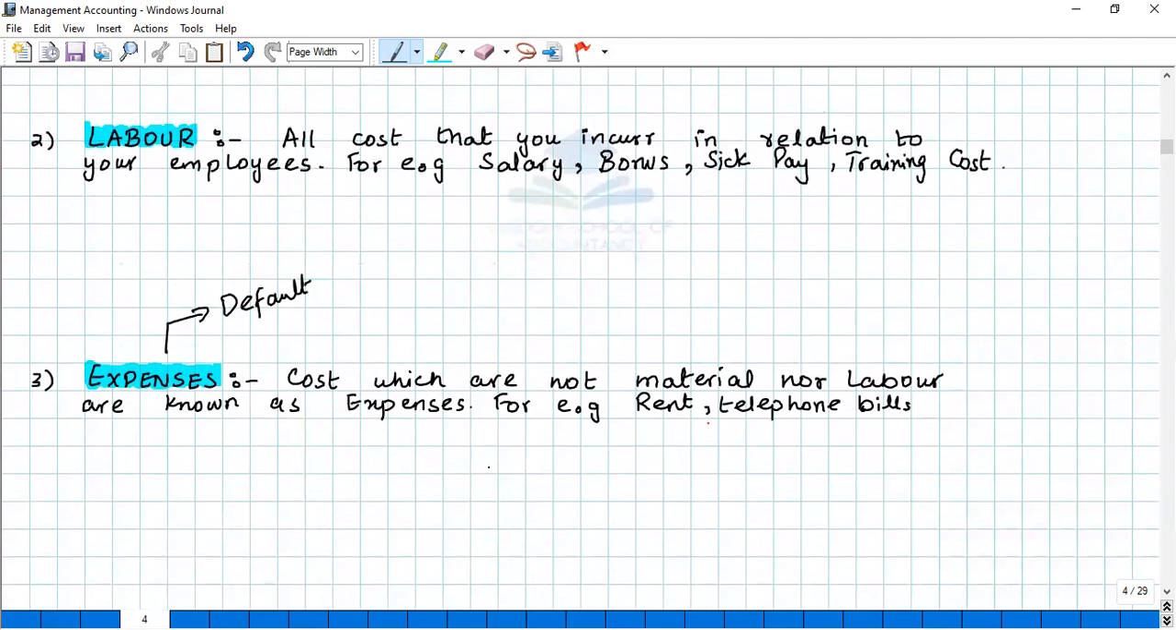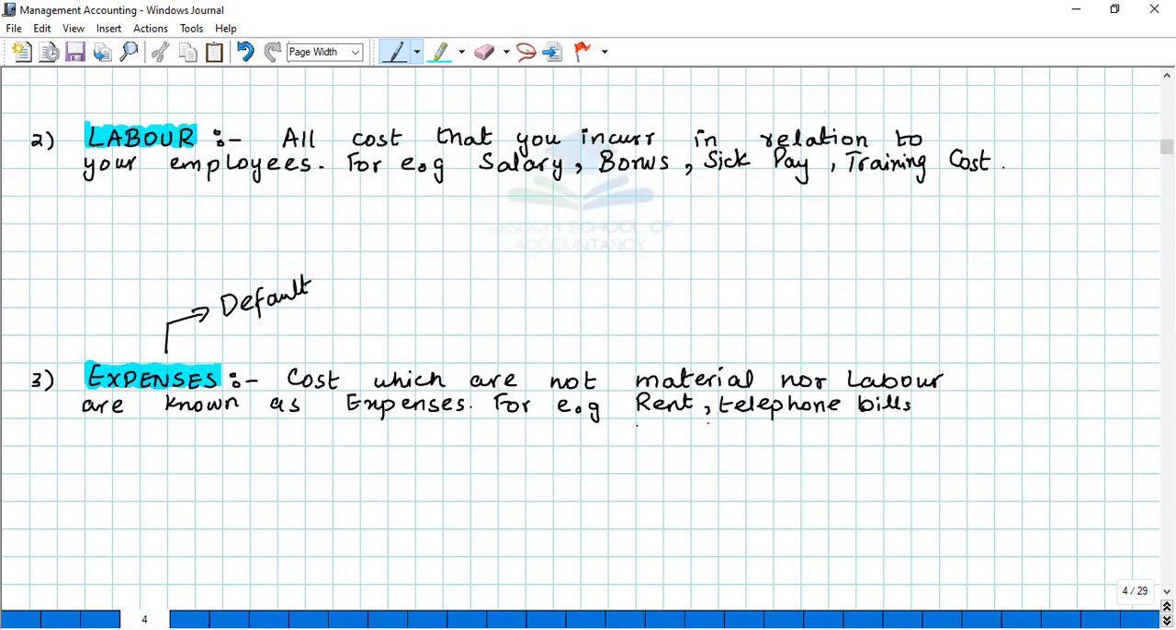The third one is expenses. Now, usually in our day-to-day life, we use the word cost and expenses interchangeably, but in cost accounting, they both mean different things. Okay. Now, expenses are those costs which you cannot classify in the material or labor. So any cost that does not fit into the category of material or labor will automatically be known as expenses.